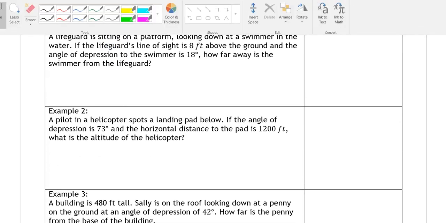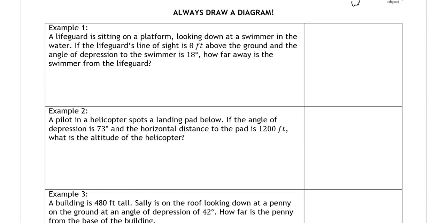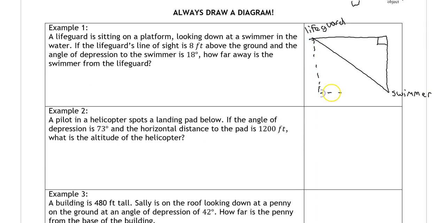A lifeguard is sitting on a platform looking down at a swimmer in the water. If the lifeguard's line of sight is 8 feet above the ground and the angle of depression to the swimmer is 18 degrees, how far away is the swimmer from the lifeguard? We're always going to start by drawing a diagram, a right triangle, but in this case it's going down. Here's the lifeguard, here's the swimmer, and again I'm going to draw in that box to help us picture some things.